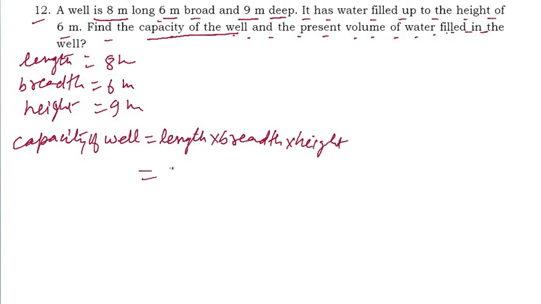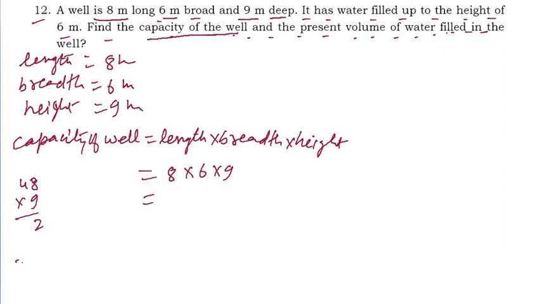So length is given as 8 meter, height is 6 and it is 9. Now multiply this one. How much? 8 sixes are 48, and multiply by 9. 9 eights are 72.